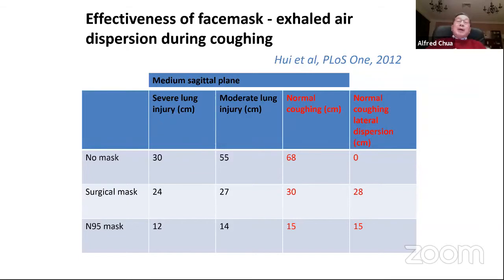Now, in terms of wearing face masks, is it effective? If you look at the normal coughing on the right-hand side, the red one, if you don't wear any mask, it will disperse up to about 68 centimeters in front of it. As you wear a mask, it becomes 30 centimeters with a surgical mask, and with an N95 down to 15 centimeters. Once you put a mask on, instead of going forward, the droplets actually start coming out to the side. So standing next to the patient, your assistant may be in danger. I think all the staff should wear sufficient protection. Thank you very much.